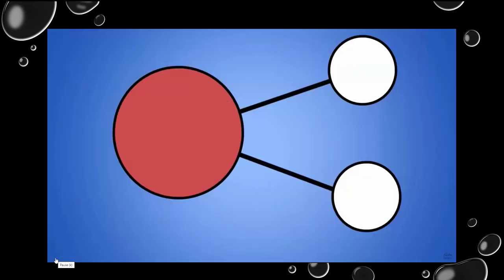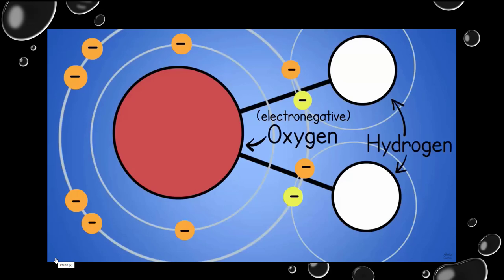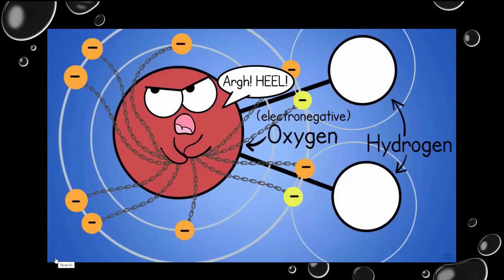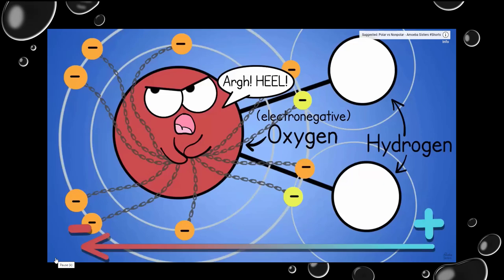Now, we mentioned the shape of water and the fact that water is polar. It has one very electronegative oxygen that is always trying to keep the electrons closer to it than to the hydrogens it's bonded to. And this actually gives oxygen a slightly negative charge, because of the electrons that are spending more time next to it, and it gives the hydrogens a slightly positive charge.